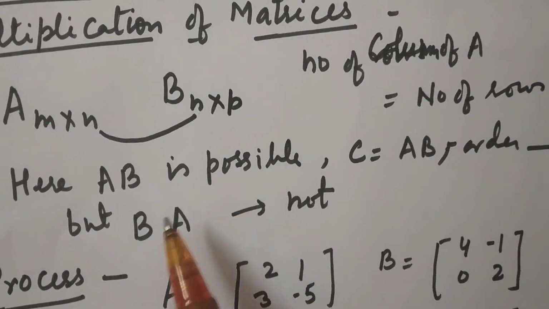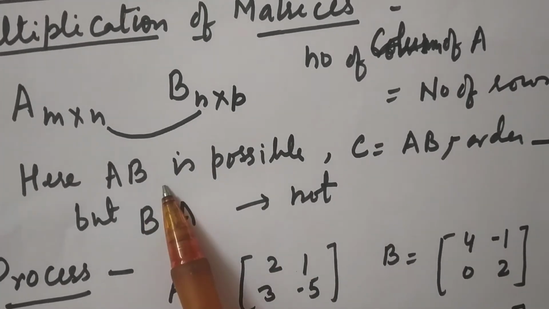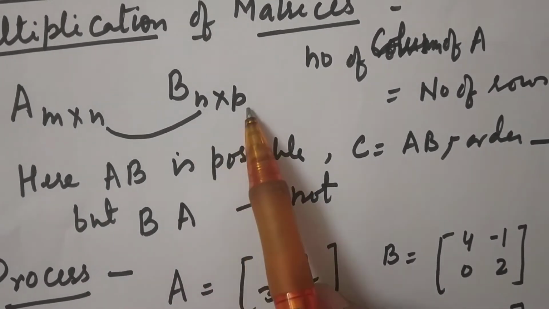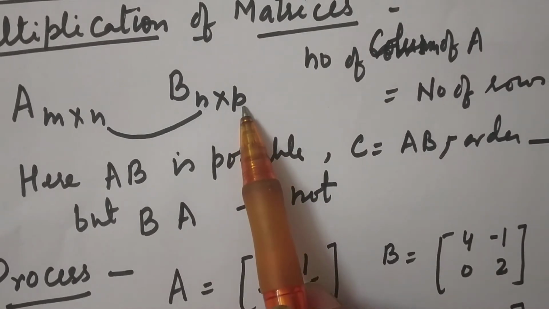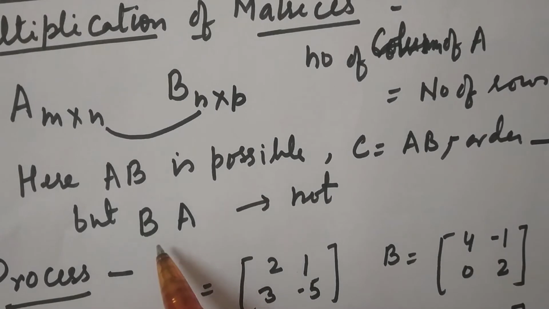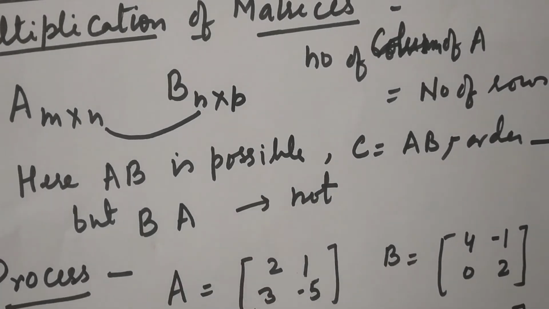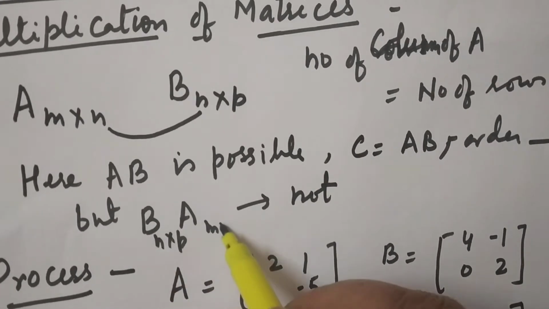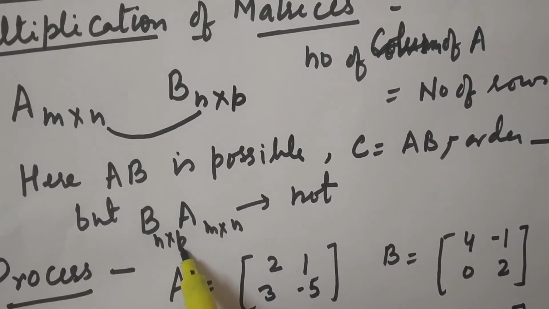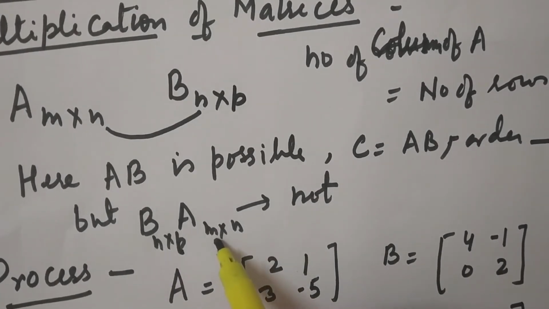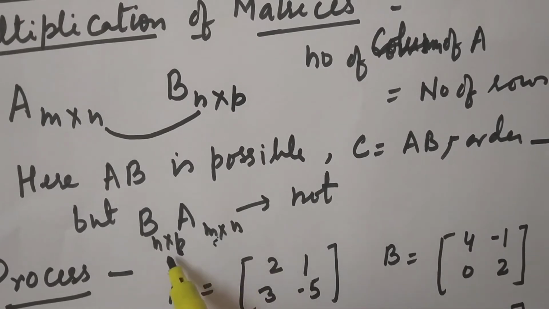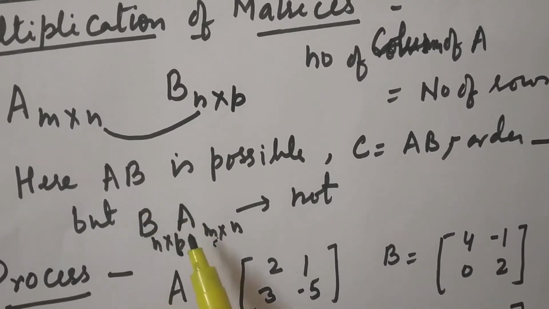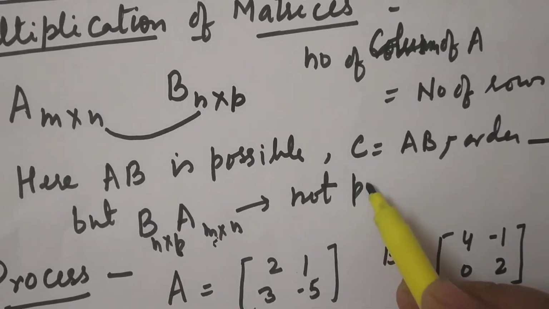Now again, for the same case, if AB is possible, is BA possible? We see that B has order n by p, and A has order m by n. Here the number of columns is not equal to the number of rows. So we can say that in this particular case, the product BA is not possible.